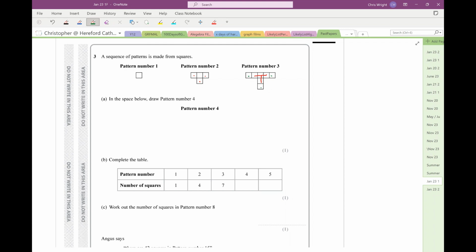In the space below, draw pattern 4. Well, let's start by drawing pattern 3. Pattern 3 looks like this.